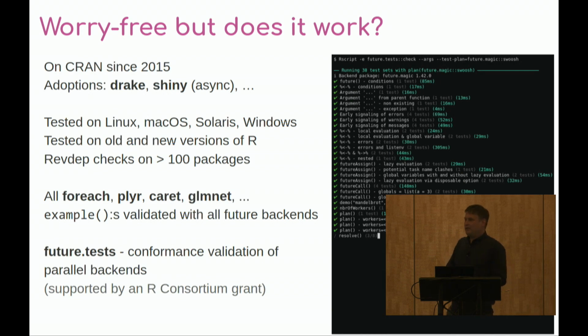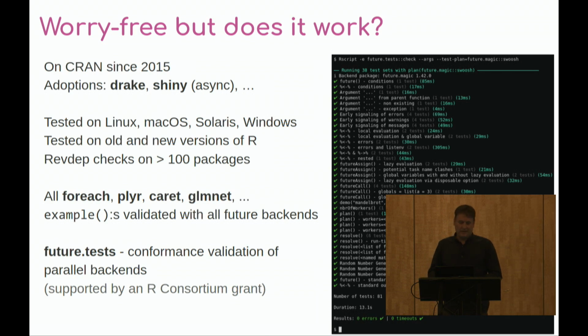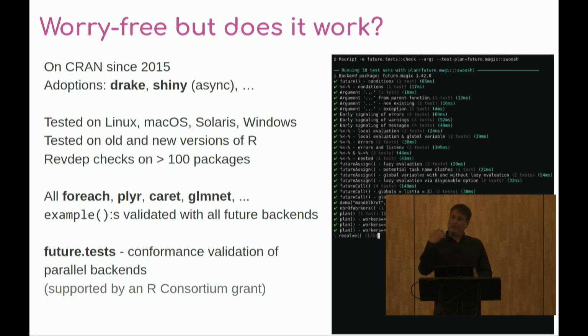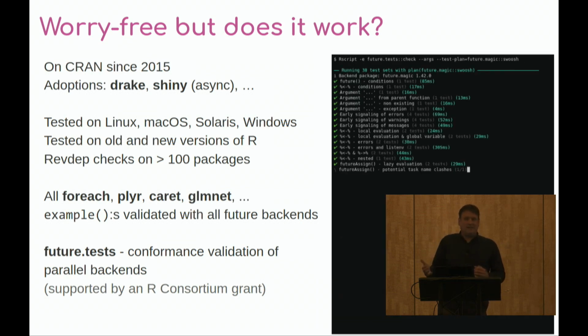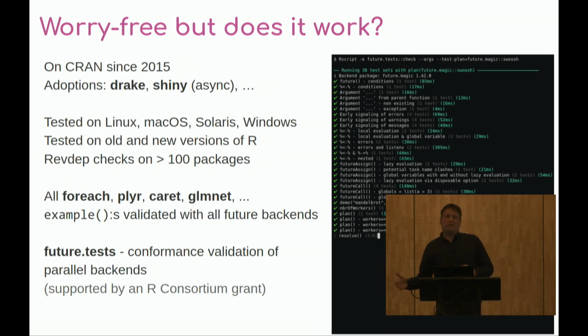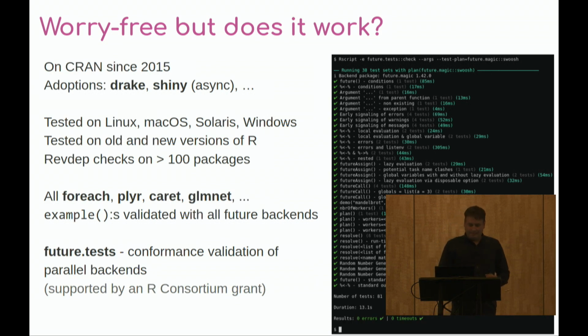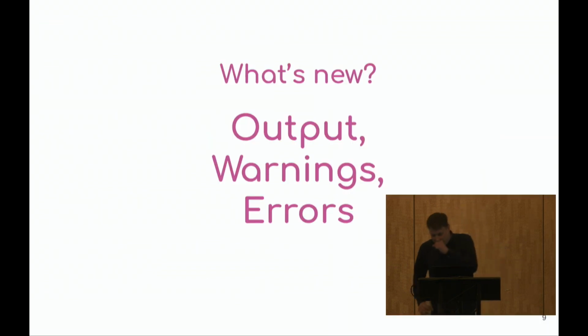And there is also a future.tests package. So if anyone wants to write a new backend for parallel processing, they can use this suite of validation tests to make sure they conform to the future standard. And that's a nice contract because as a developer, you don't have to worry about testing on all possible future backends because that's taken care of. As a user too, when I pick up a certified backend, it will work. So I hope I convince you to try it out if you're curious.